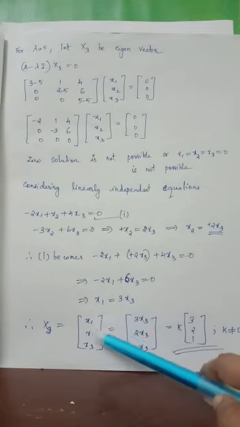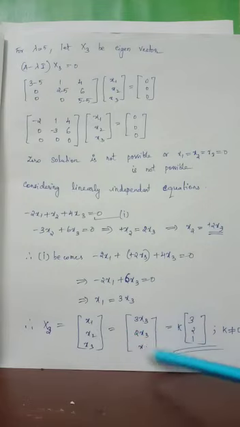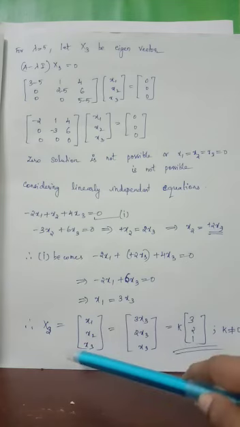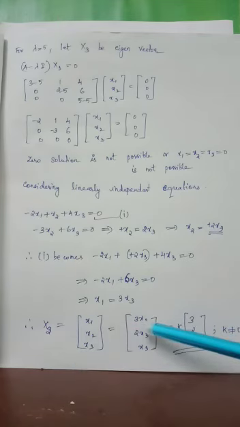Substituting the values for x1, x2, x3, taking out the common factor x3, you get the vector 3, 2, 1, and any scalar multiple of 3, 2, 1 will also be an answer for the eigenvector corresponding to the eigenvalue lambda equal to 5.